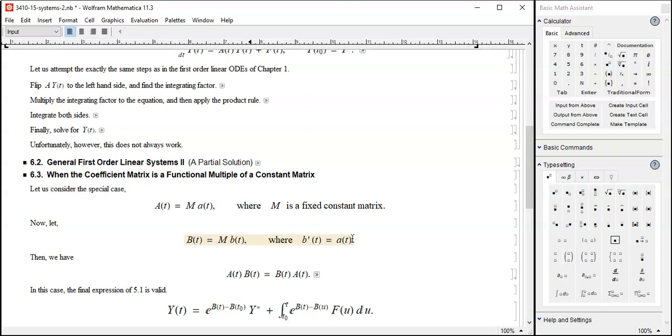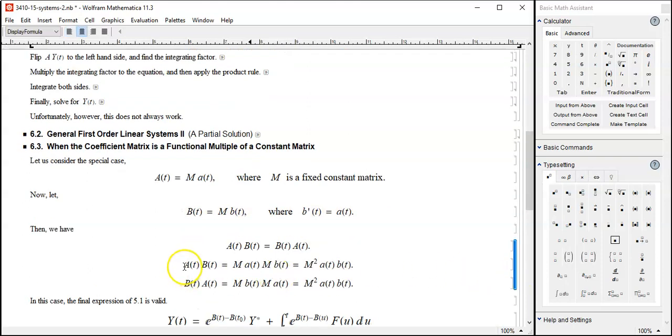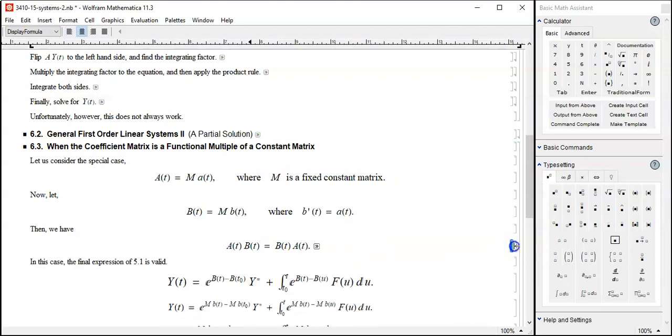Then we can see that A and B commute. A is M times small a, B is M times small b, and then small a, small b are scalars, so I can move them anywhere, and then we have just M squared. B times A, again the same thing. These are scalars, so I can move them anywhere, and then we have M squared. So they commute, they're the same.